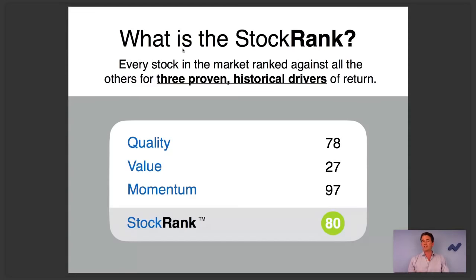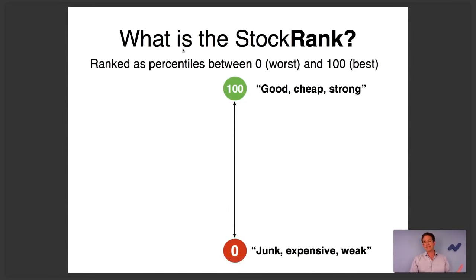Now, a lot of what I'll be doing in this presentation is going deep into each of these factors and why they're important. So in essence, if you're looking at a stock rank on the site, it will be anywhere between 0 and 100. Stocks that are ranked 0 can be thought of as sort of expensive, weak, junky shares, whereas stocks at 100 can be thought of as good, cheap, and strong across that quality, value, and momentum lens. So that's pretty simple to understand.